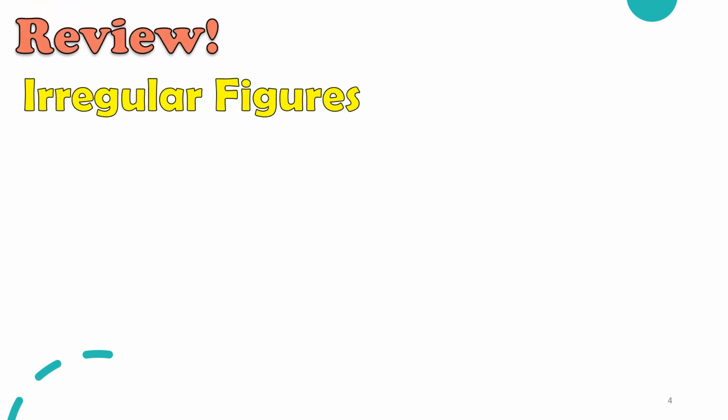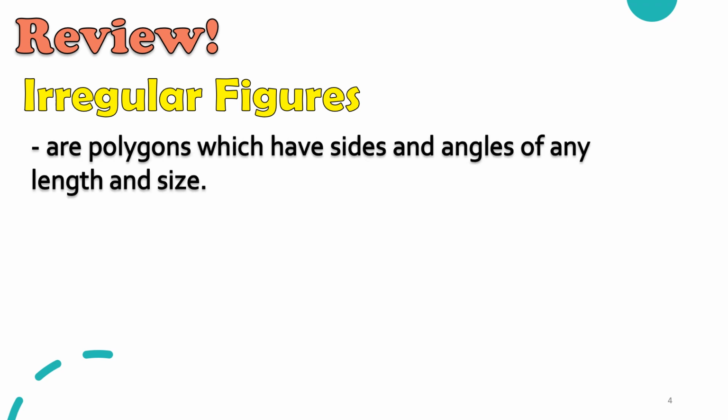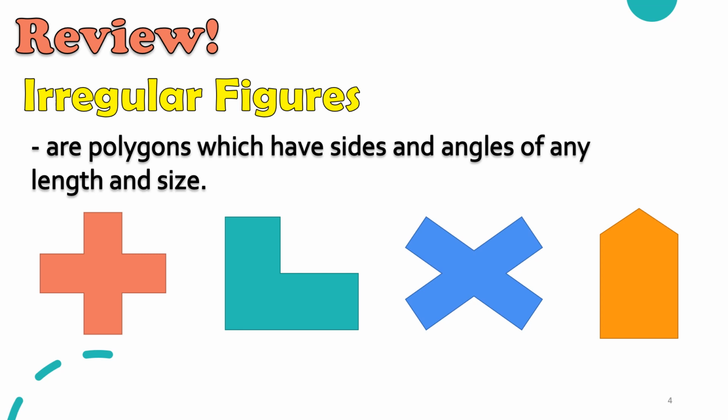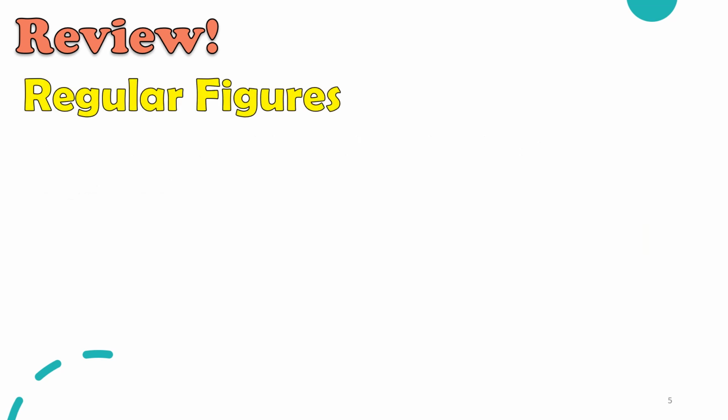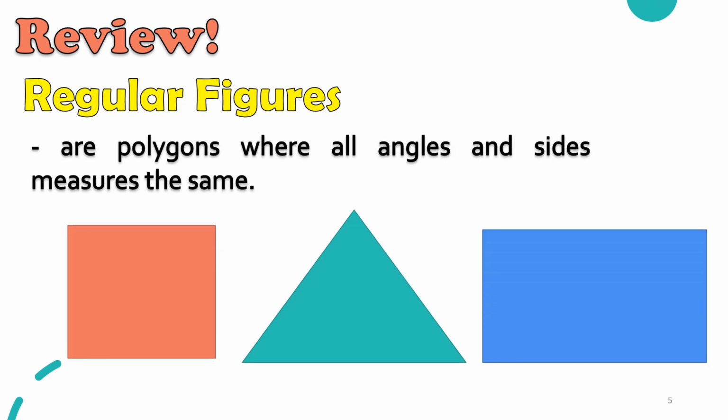Before we proceed to our discussion, let's have some review. Irregular figures. These are polygons which have sides and angles of any length and size. Usually, these polygons consist of 5 or more sides and angles. Here are examples. Regular figures. These are polygons where all angles and sides measure the same. They also have a specific number of sides and angles.